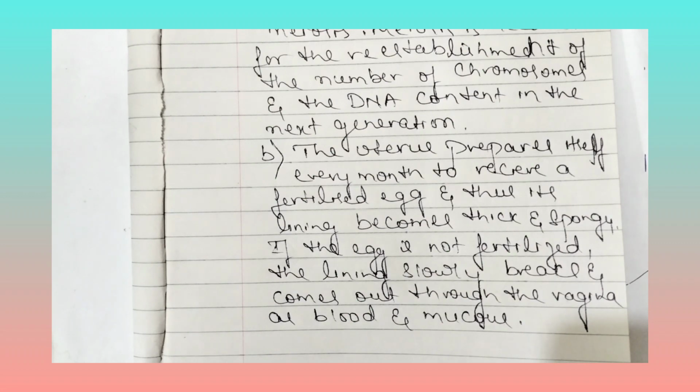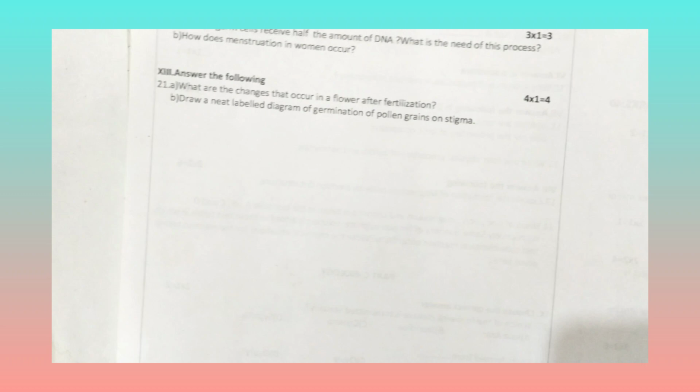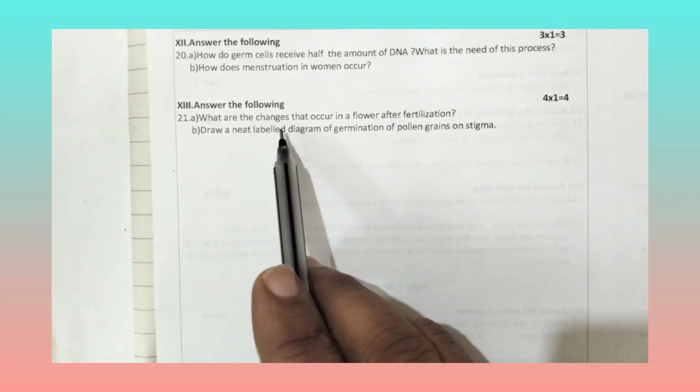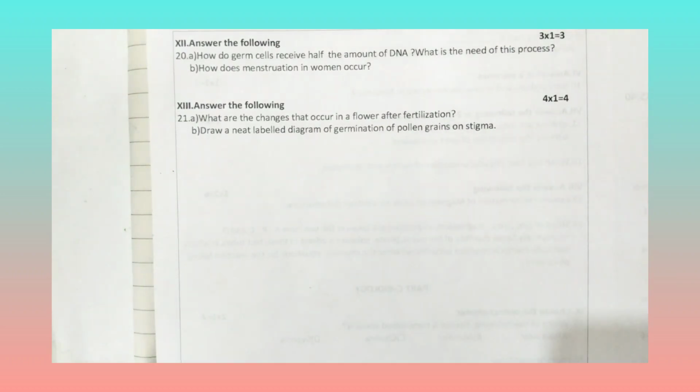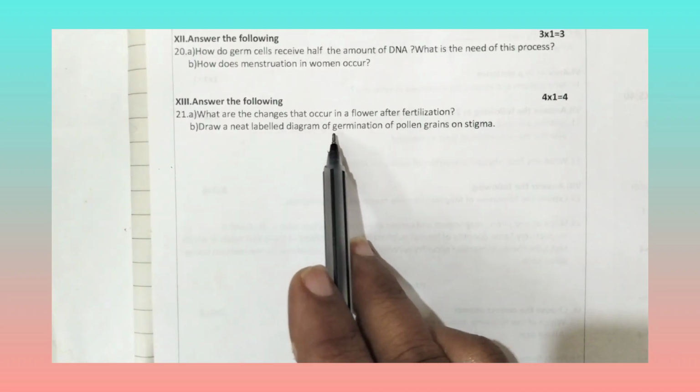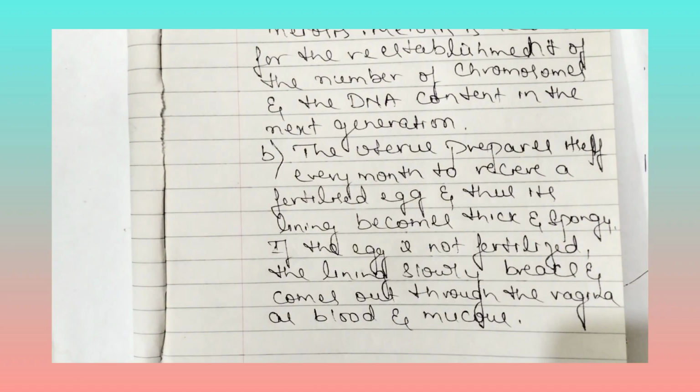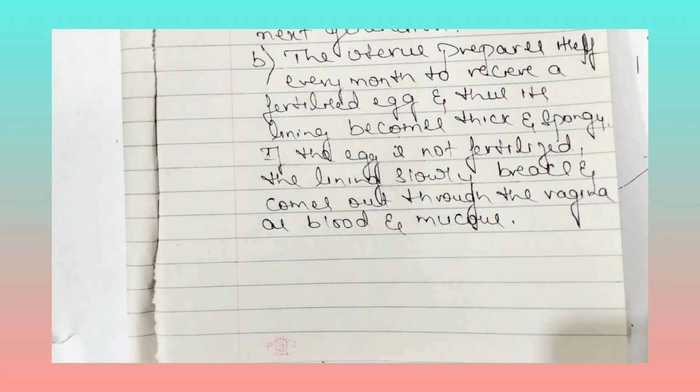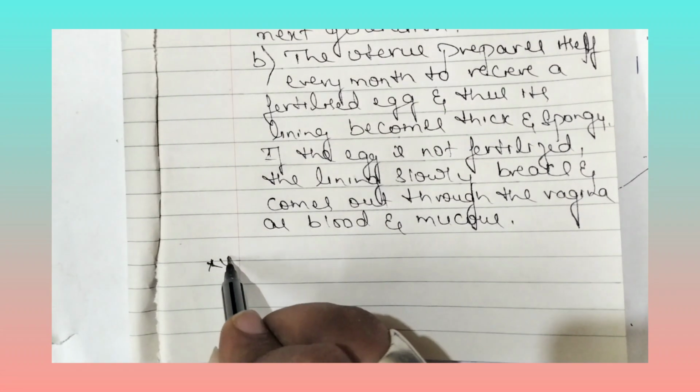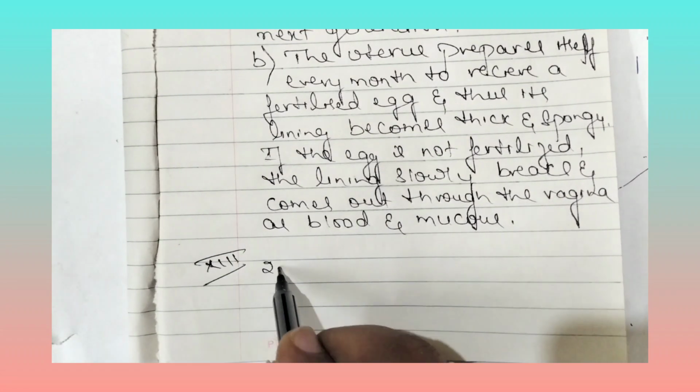Now let us move to the last mark of this paper. A: What are the changes that occur in a flower after fertilization? Then B: Draw a neat labelled diagram of germination of pollen grains on stigma. So now let us answer. This is the last question, the 13th mark, 21st question A.